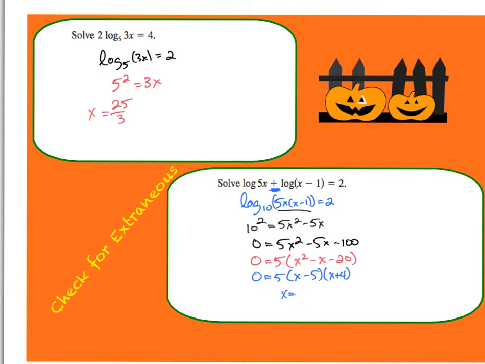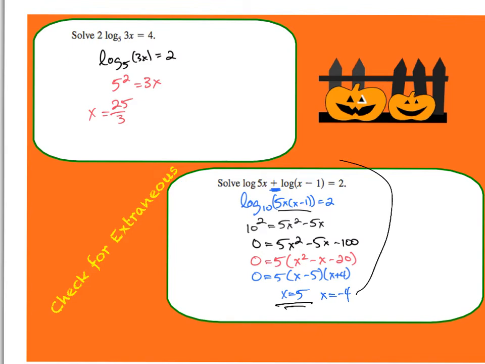All right, so my answers are what? X equals 5 and x equals negative 4. All right, those are my answers. No, those are not my answers. Which one's my answer? X equals 5 is definitely an answer. However, what's wrong with x equals negative 4?